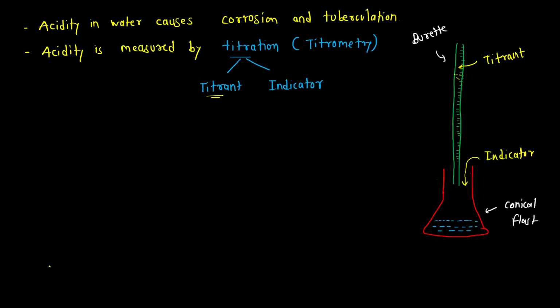Okay, now to find out this acidity using titrometry, all these points are important. The titrant which is used is NaOH. Here two indicators are used. The first indicator is methyl orange, and the second indicator is phenolphthalein.